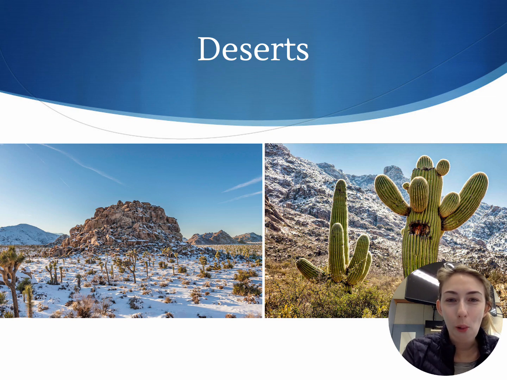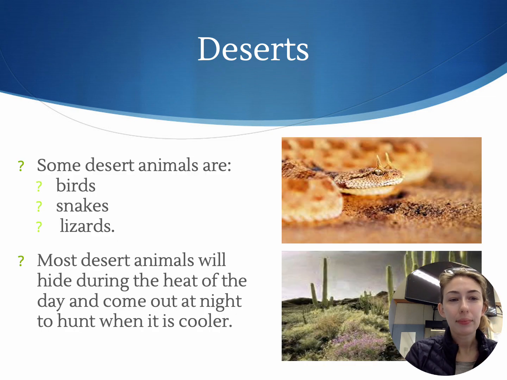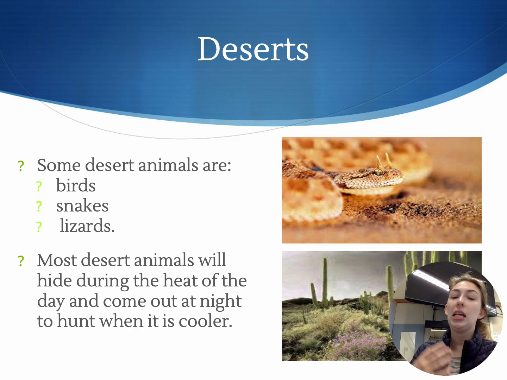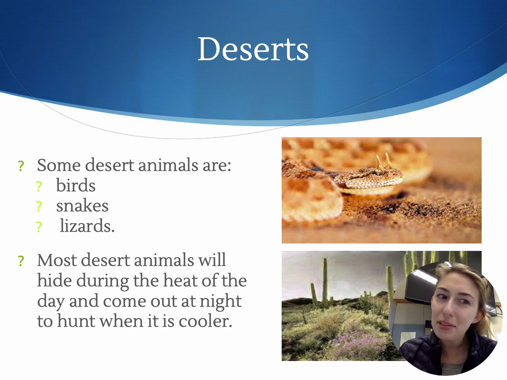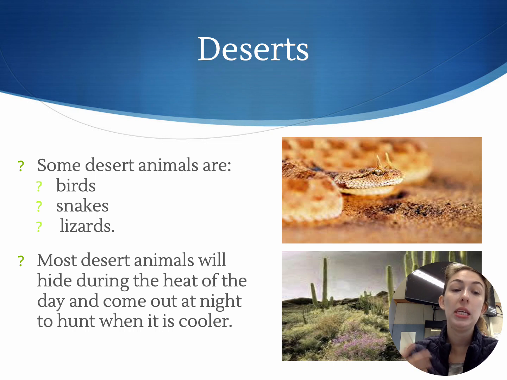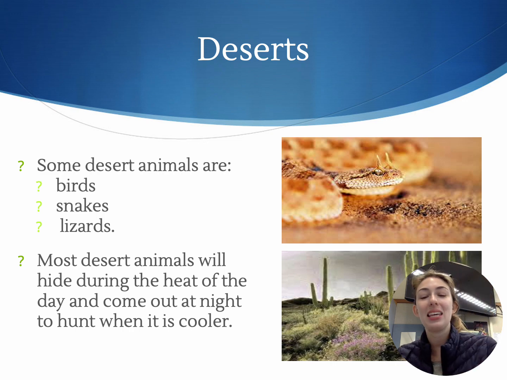If you look at those little holes in the cacti right there, there are a lot of animals that actually make their homes inside the cacti. Some species in the deserts include birds, snakes, lizards, and sometimes mice. Most desert animals will hide during the peak heat and come out at night during the cooler weather, because they don't want to bake in the sun. They need to maintain their moisture level.